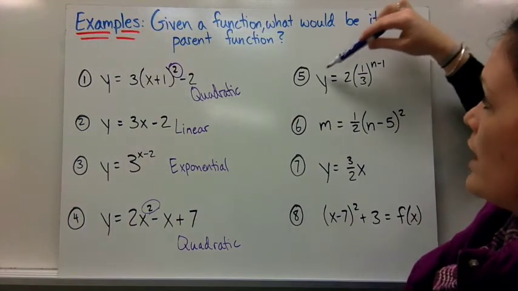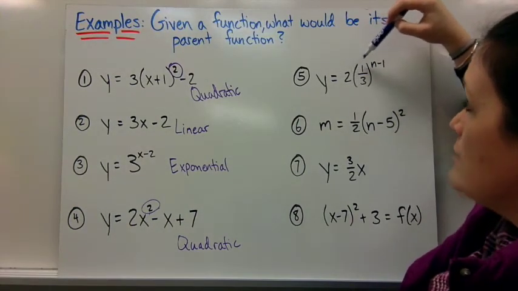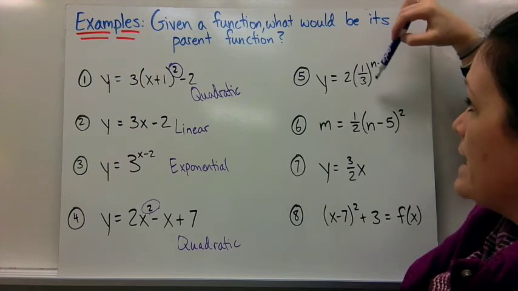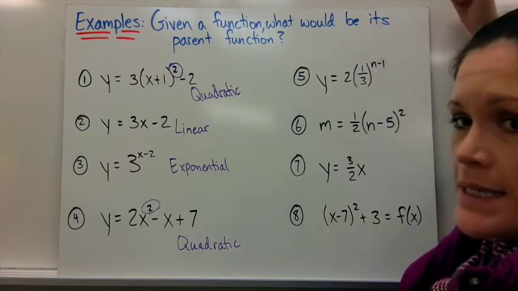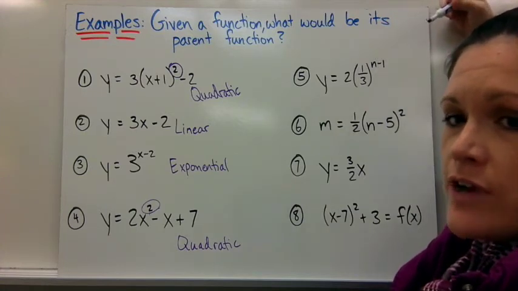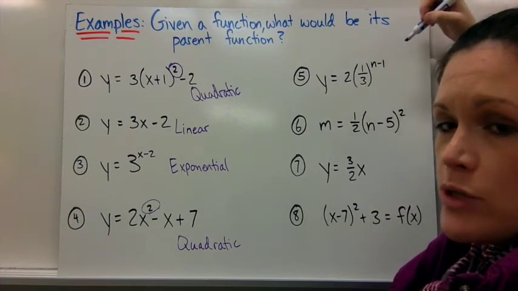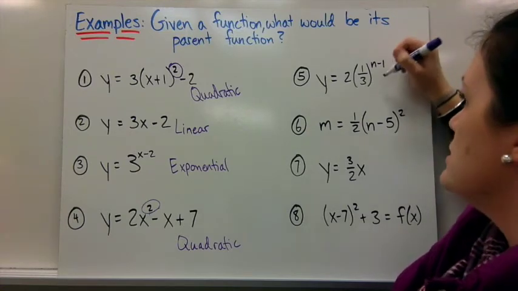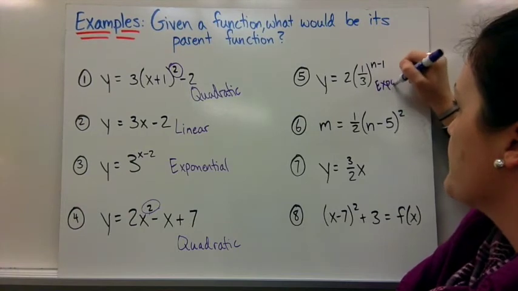Number 5, I have y equals 2 times 1/3 as my base, and then n minus 1 is my exponent. So by looking at this, the variable other than y, my variable n, is in my exponent. So this is an exponential function.